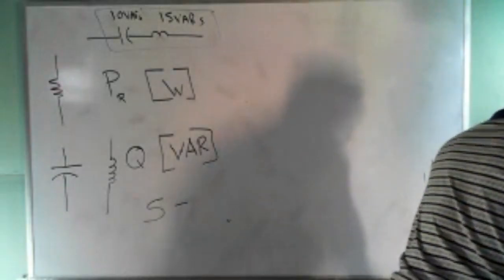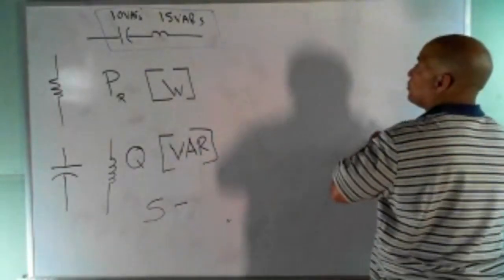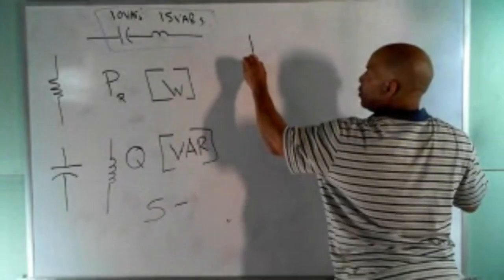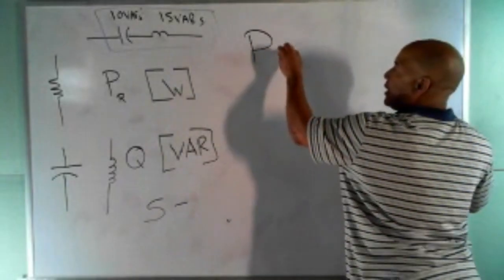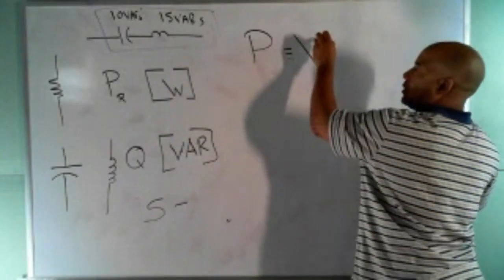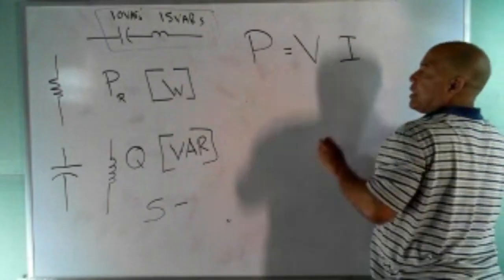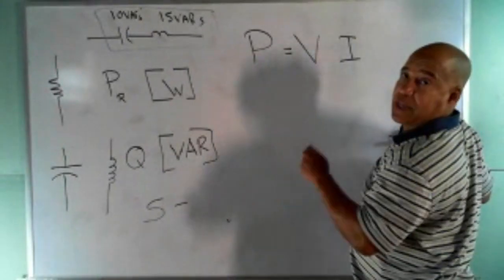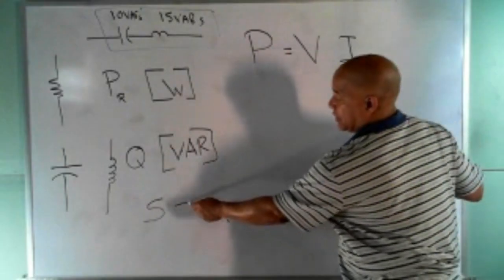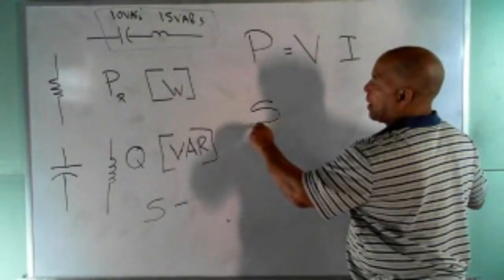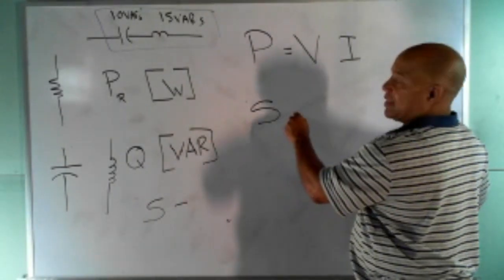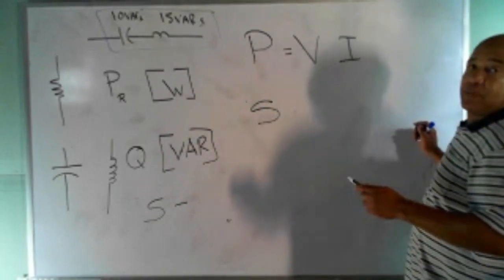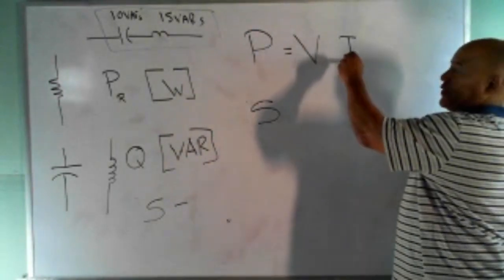In DC, the total power is equal to the voltage times the current. In AC, the total power is called the apparent power, S. To get the apparent power in AC, you have to use the power triangle. You just don't multiply these two.